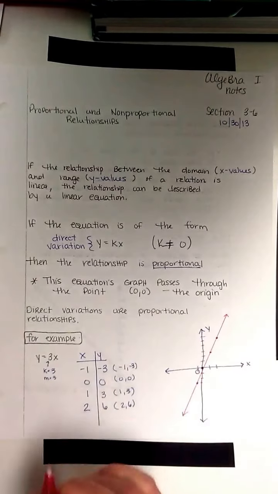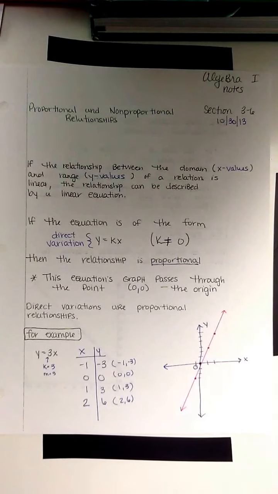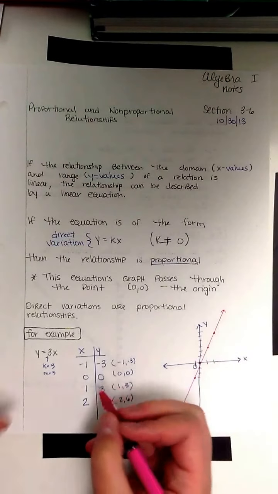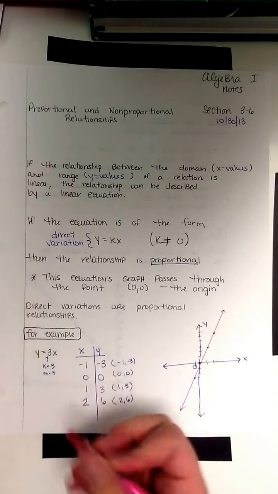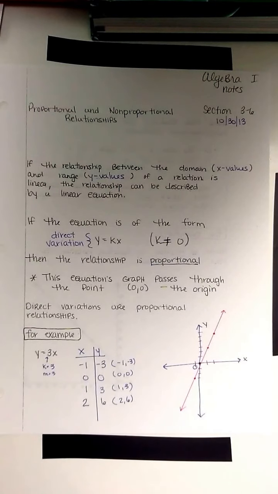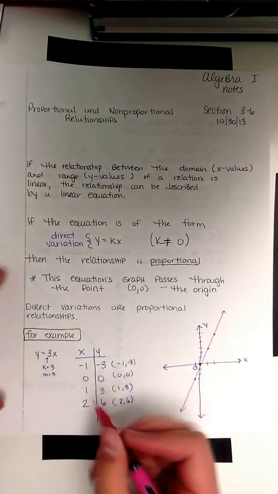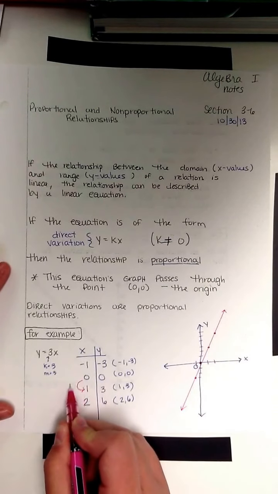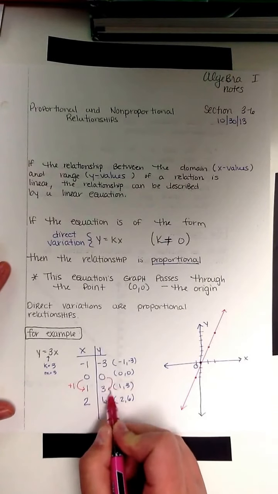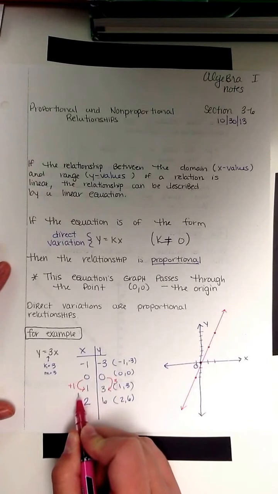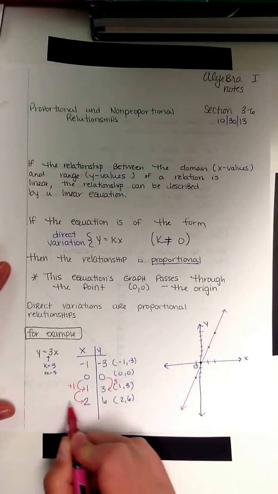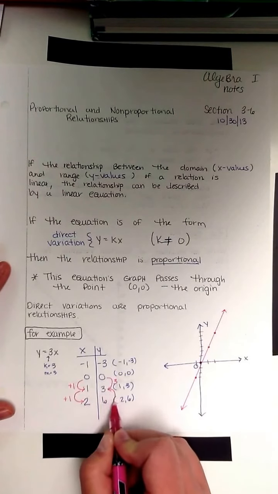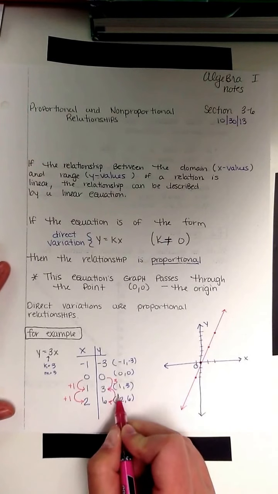This is proportional. Now, what that really means is that the difference between each term is the same, kind of like we were talking about in the sequences last time. So I know that between 0 and 1, I increase 1, and between 0 and 3, I increase 3. Between 1 and 2, I increase 1, and between 3 and 6, I increase 3.